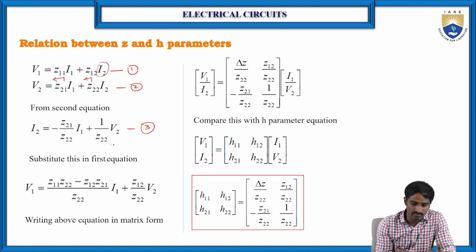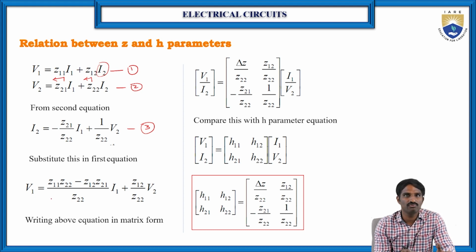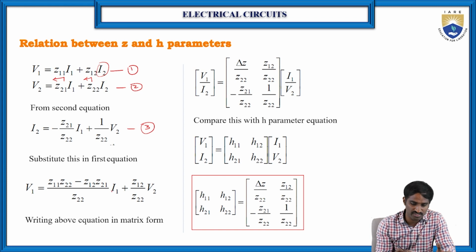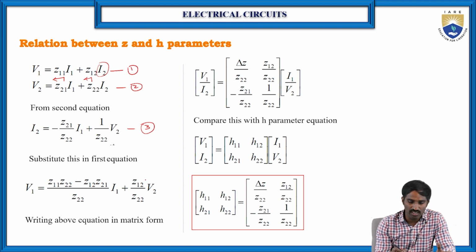Before that, Z11 into I1 is already there. So then this equation will become V1 is equal to Z11 minus Z12 Z21 by Z22 into I1, because one I1 term is already there and here also an I1 term is there. So we can combine them into this equation, plus again Z12 is already there, so Z12 by Z22 into V2, right?